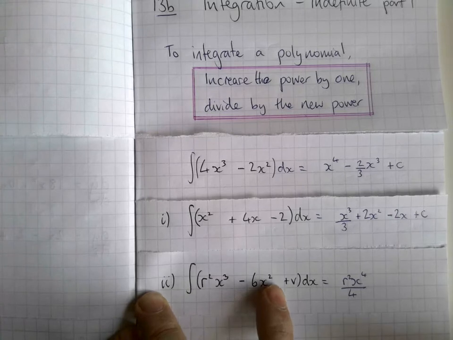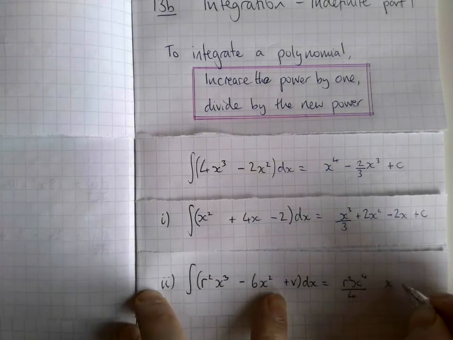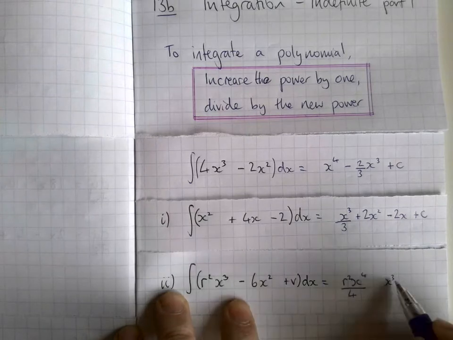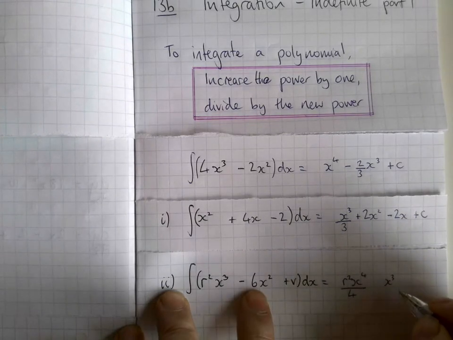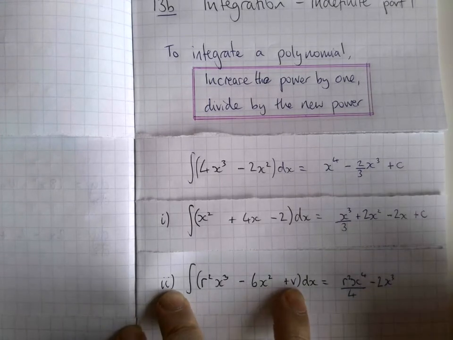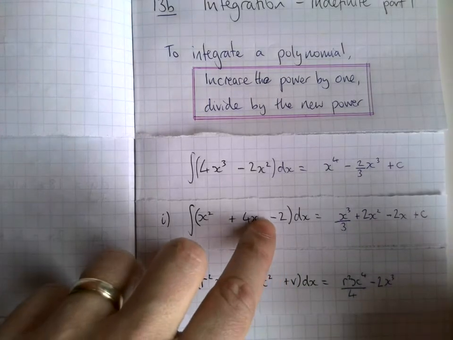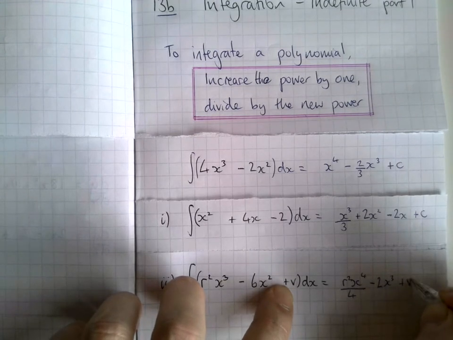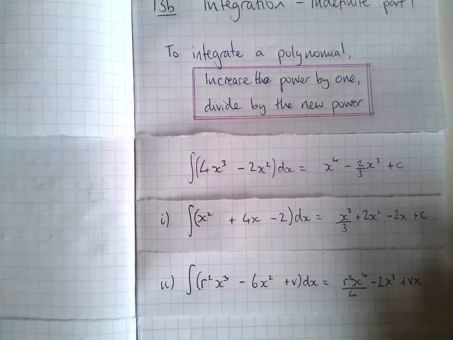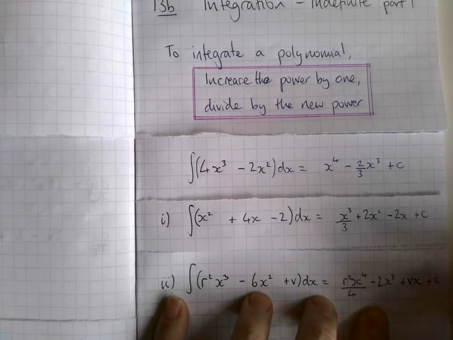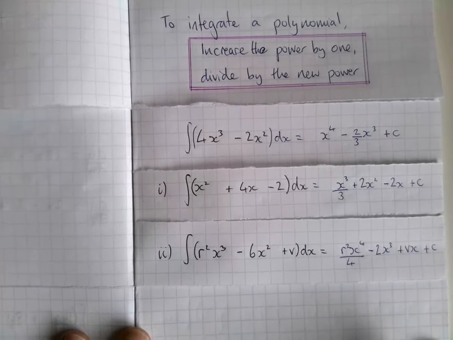So this one, x squared will go up to x cubed. And we're going to divide through by the new power. Divide through that by 3. 6 divided by 3 is 2. And that was negative. And then this v was a bit like the constant term here, really. This is just going to become plus v lots of x, and then not forgetting our good old plus c on the end there. We'll just move up a little bit for the last one.